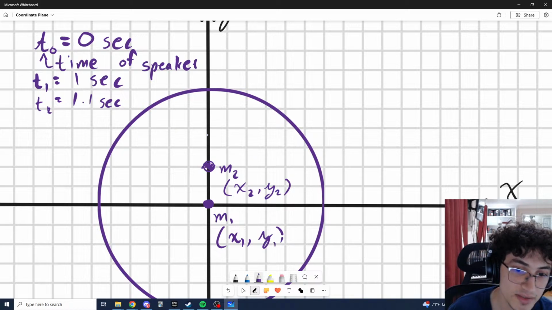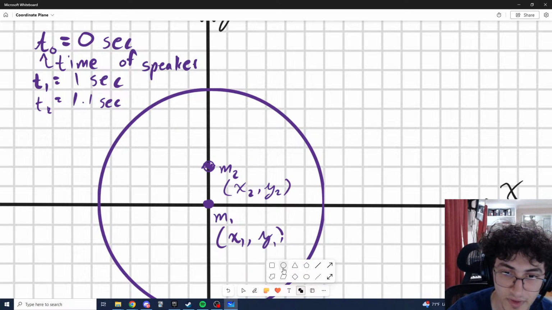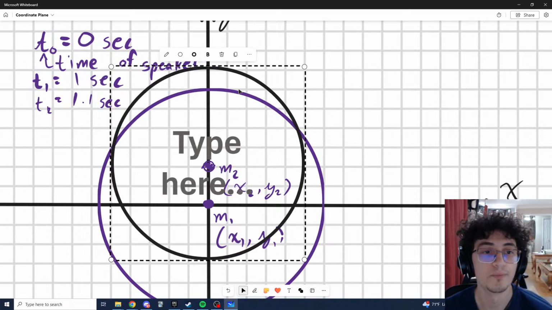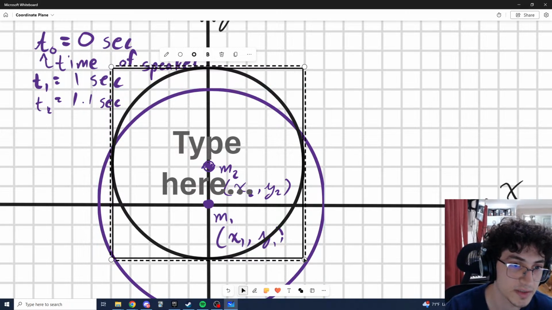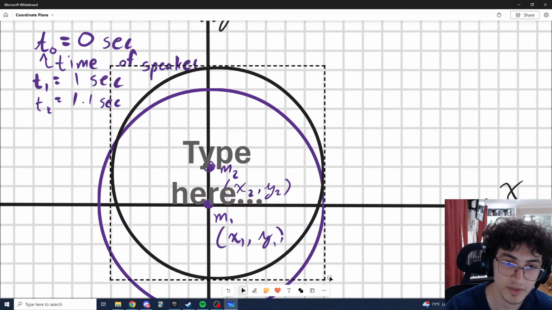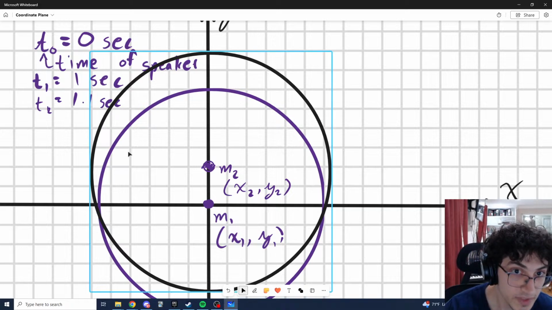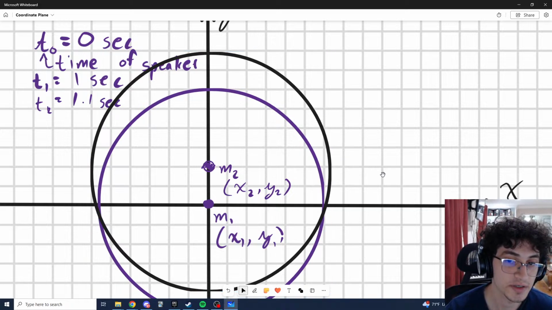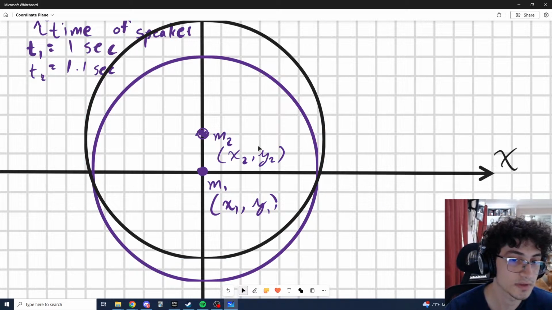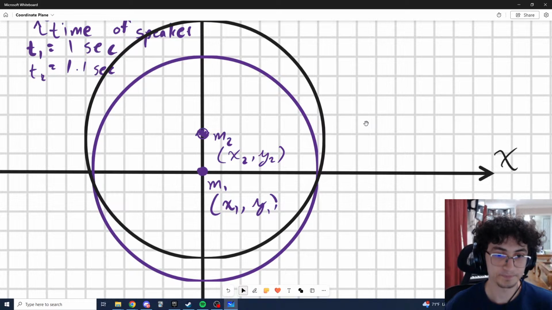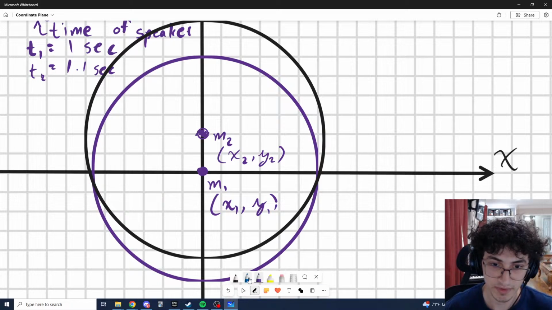And so now if we follow the same process, we'll get another circle centered around microphone 2. But this circle is going to be bigger because it took longer. That means the speaker has to be further away from microphone 2. So all of these in black are possible solutions for where the speaker could have been in relation to the second microphone, and all these in purple are the possible solutions in relation to the first microphone. We know both of these are true because these are the same clap.